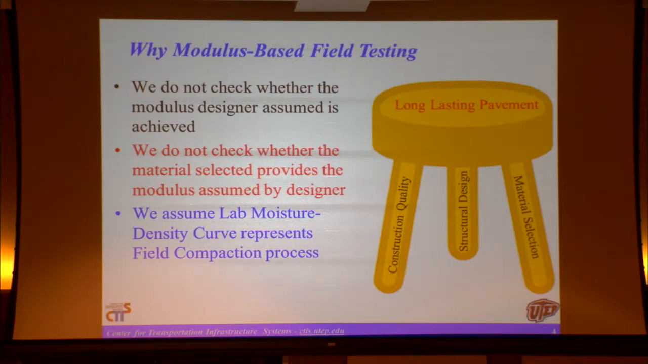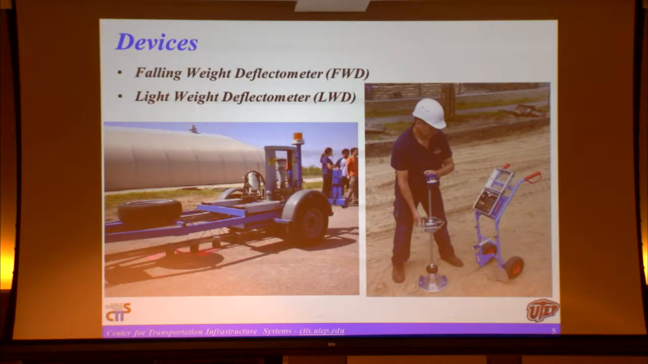So let's get to what Richard asked me to do: talk about the devices, the falling weight deflectometer or lightweight deflectometer. The falling weight deflectometer, I'm sure everybody knows in the room. We have 16 of them in Texas, I guess now 6 or 7 of them. We have quite a few of them, and it's been used for the last 30 years. And the lightweight deflectometer is just on the side, as you see.